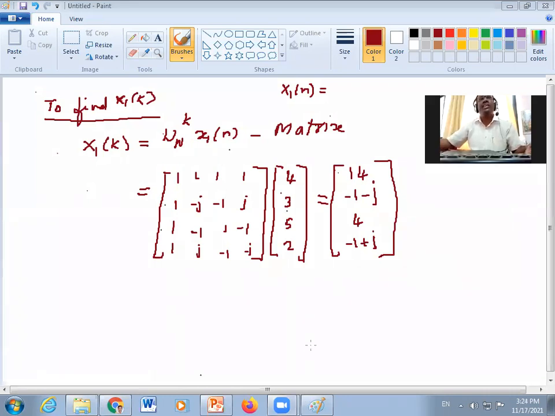Okay, can you calculate for the second value? This is for the first value. x1 of k equals to 14, minus 1 minus j, 4, minus 1 plus j. Similarly we calculate for x2 of k and tell me the answer. Please calculate for x2 of k. We will write the formula here for x2 of k.